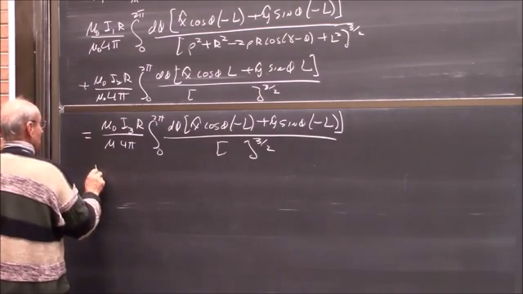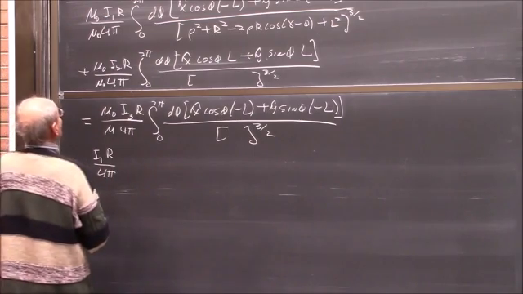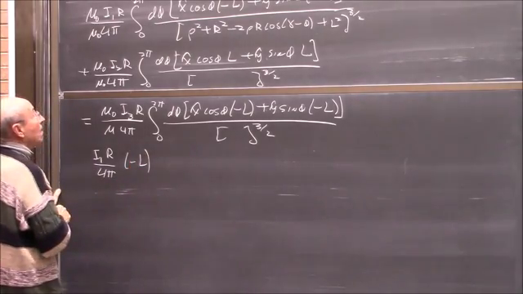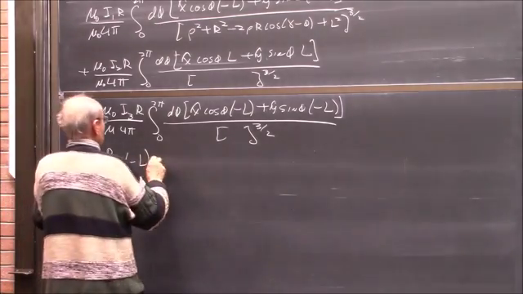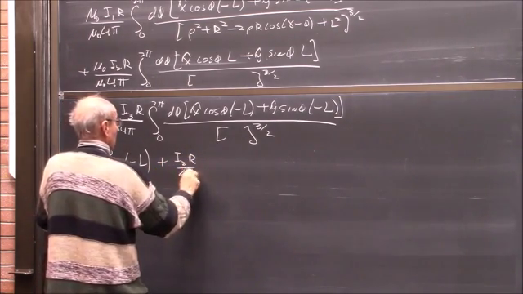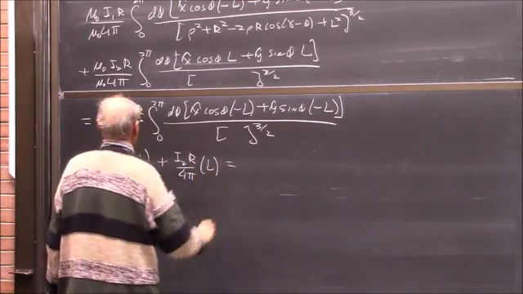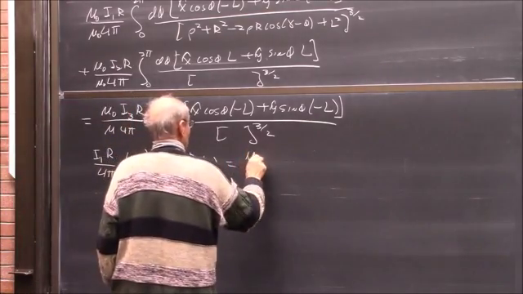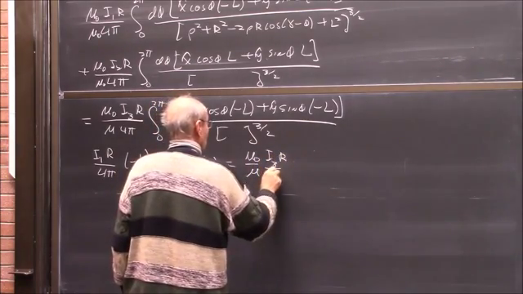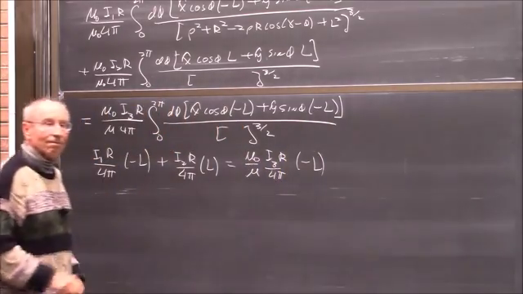So here we have I1 R over 4 pi, and then we have minus L, plus I2 R over 4 pi, plus L, equals mu 0 over mu times I3 R over 4 pi, minus L.